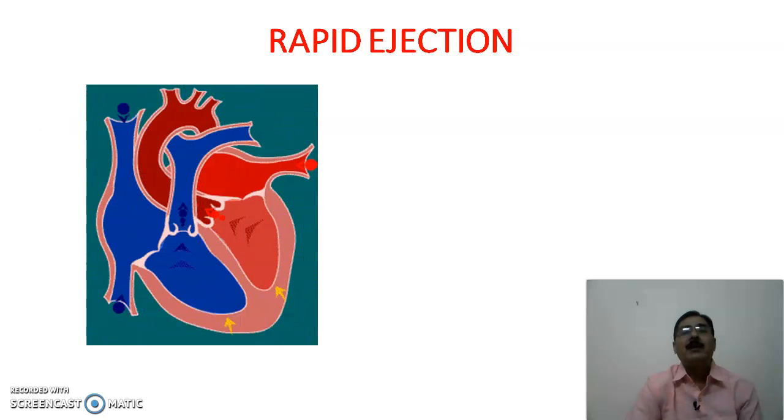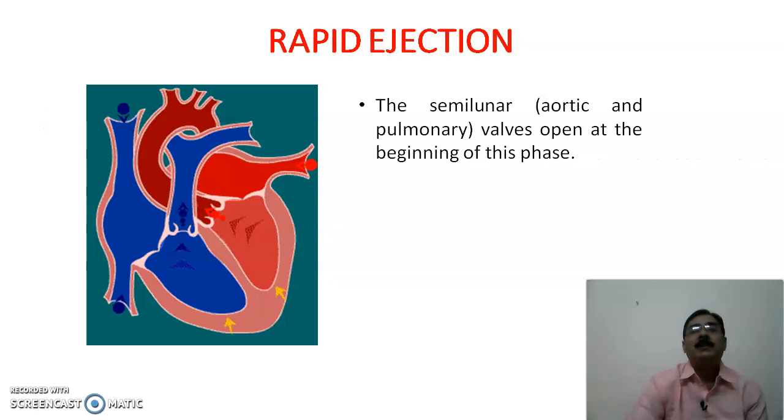Now the rapid ejection, the third phase. During rapid ejection, as you can see with the diagram also, the arrow is showing the left ventricle pumping the blood into the aorta and the right ventricle pumping the blood into the pulmonary artery. The semilunar valves open at the beginning of this phase.